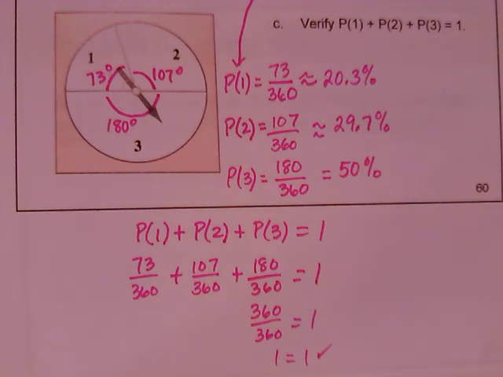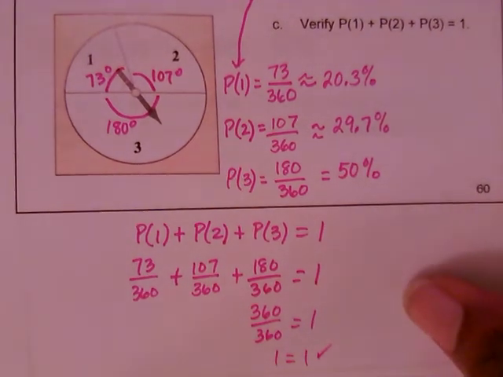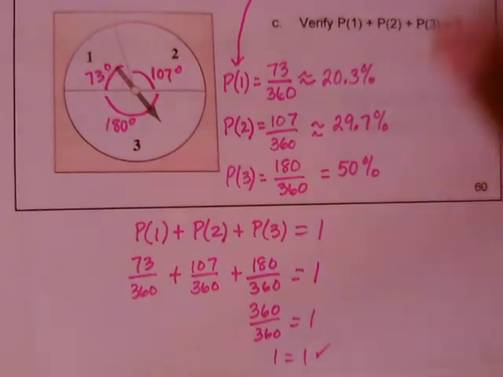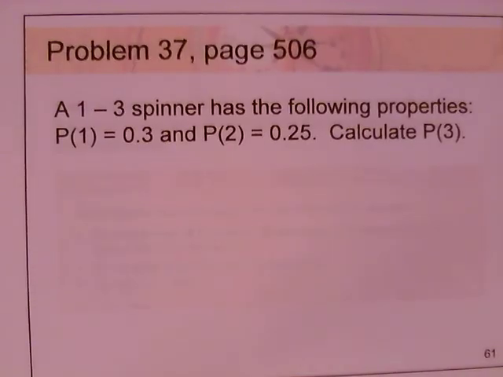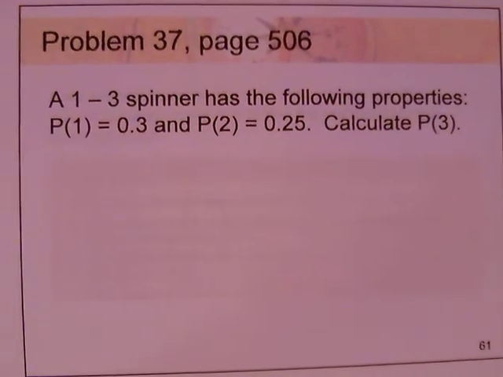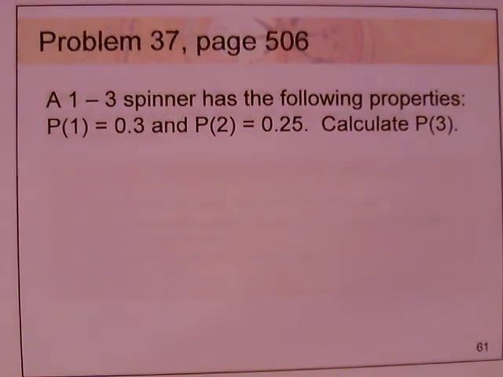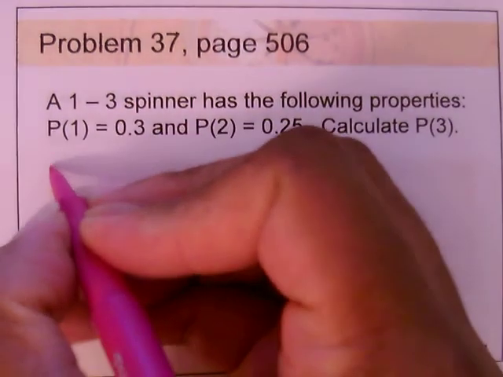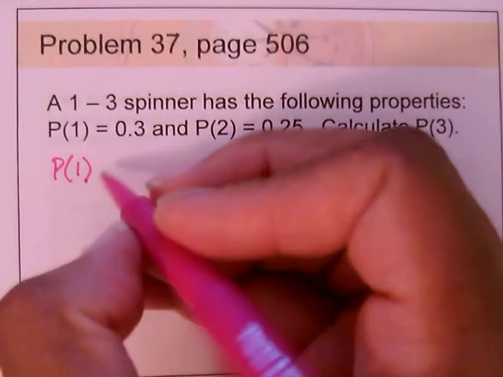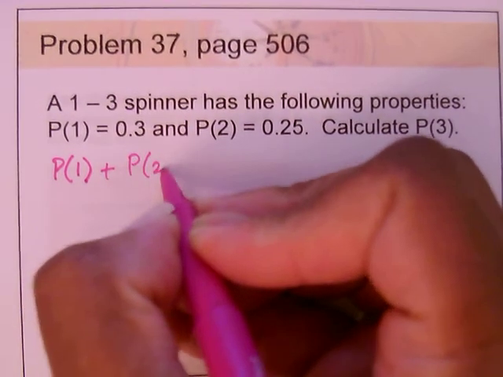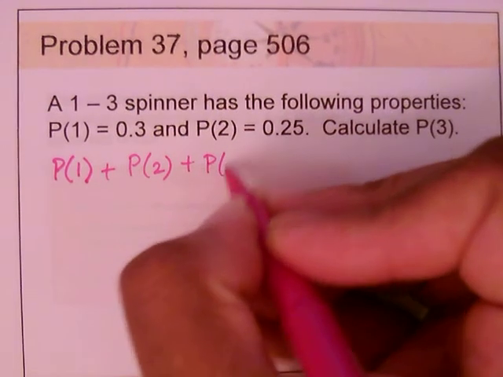Okay, now let's look at this other example. This is problem number 37 on page 506. A 1 through 3 spinner has the following properties. The probability of event 1 is 0.3 and the probability of event 2 is 0.25. And here we want to calculate the probability of event 3. Well, I know that the probability of event 1 and the probability of event 2 and the probability of event 3 added together does equal 1.